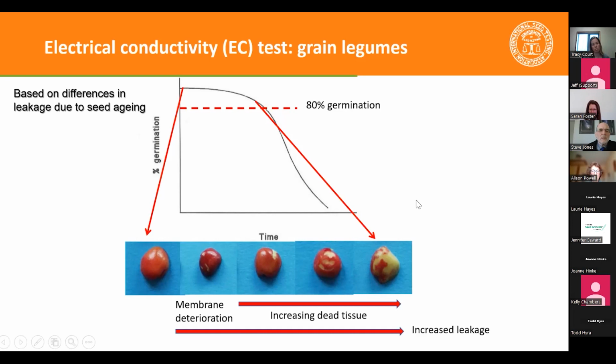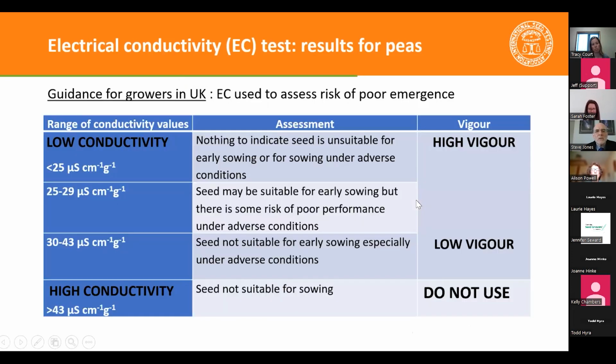And what was developed in the UK for use as guidance for UK growers was that different levels of conductivity measured in the test gave you an indication of seed lots that either had high vigor, low vigor, or in some instances, do not use at all. So this allowed the people producing the seed, when they were advising to sow in cold, wet conditions in the UK, to maybe sow the high vigor seeds first and wait and sow the lower vigor seeds when the field conditions were getting a bit better.